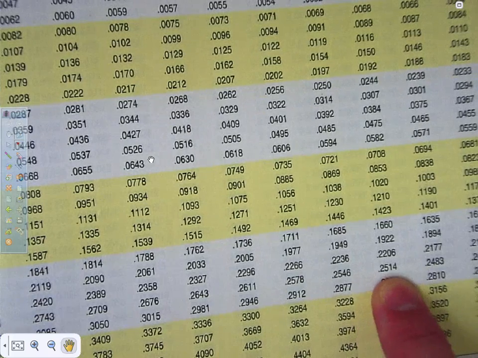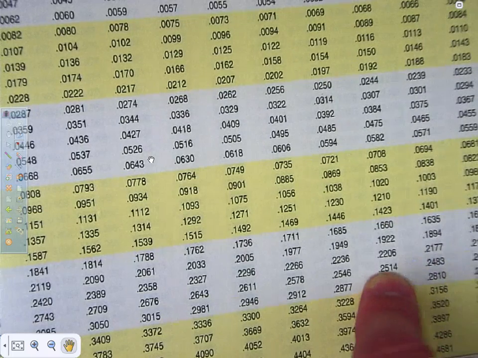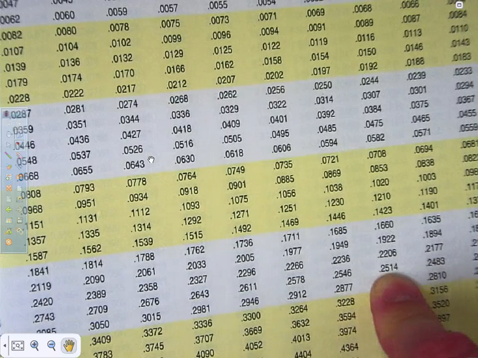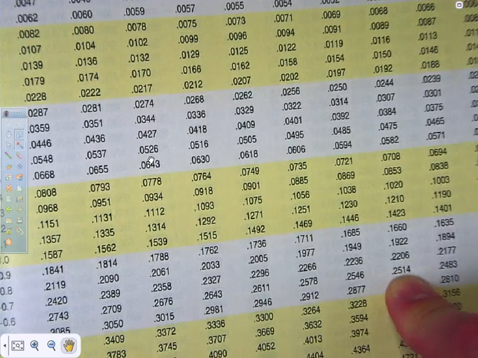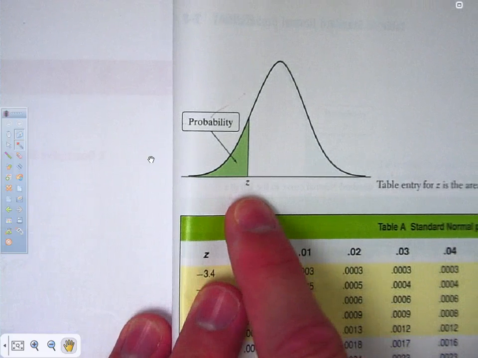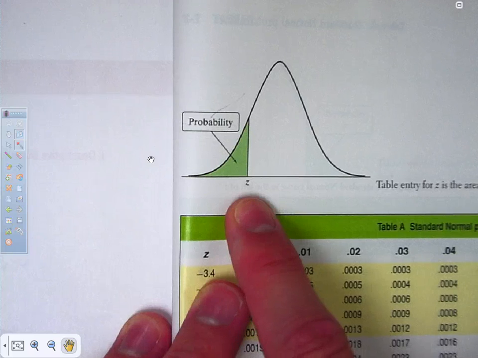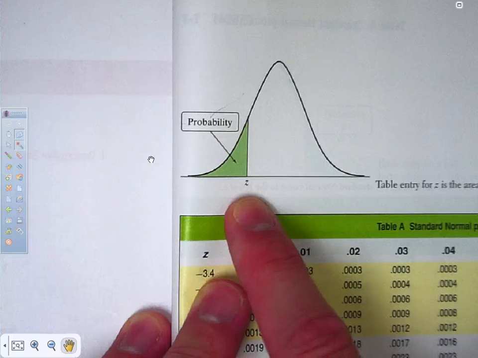Now, what does that 0.2514 mean? Well, it corresponds to the proportion of individuals, right? And because of the way this table is laid out, it's the proportion of individuals that's less than negative 0.67. And how do you know that it's less than? There's a picture right above the table that's going to remind you. Table A is always going to give you proportions that are less than a particular z-score.